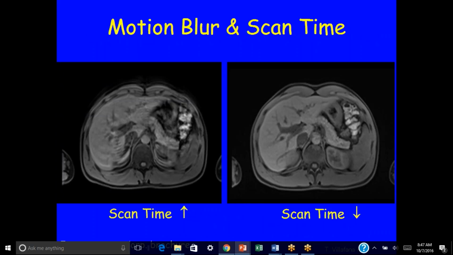Just to give you a picture of what we mean by motion blur, on the left, you can see these artifacts produced by motion at the relatively long scan time, and you can see that those would be motion artifact free with shorter time. In CT scanning, you get more artifacts as compared to getting more blur.